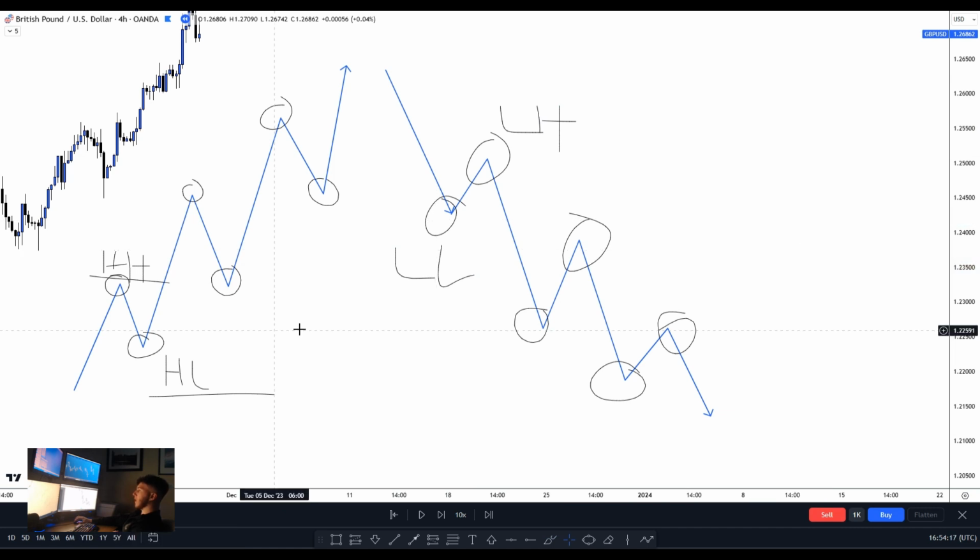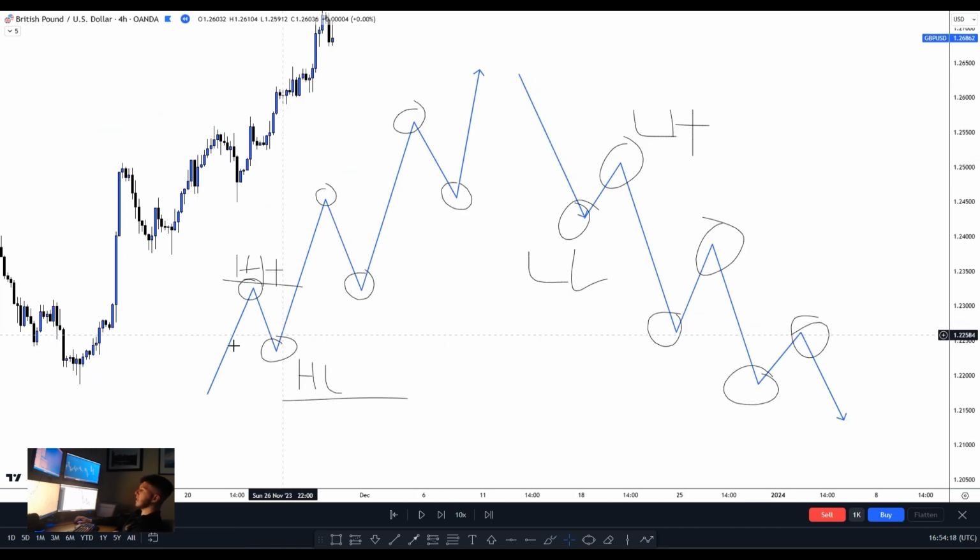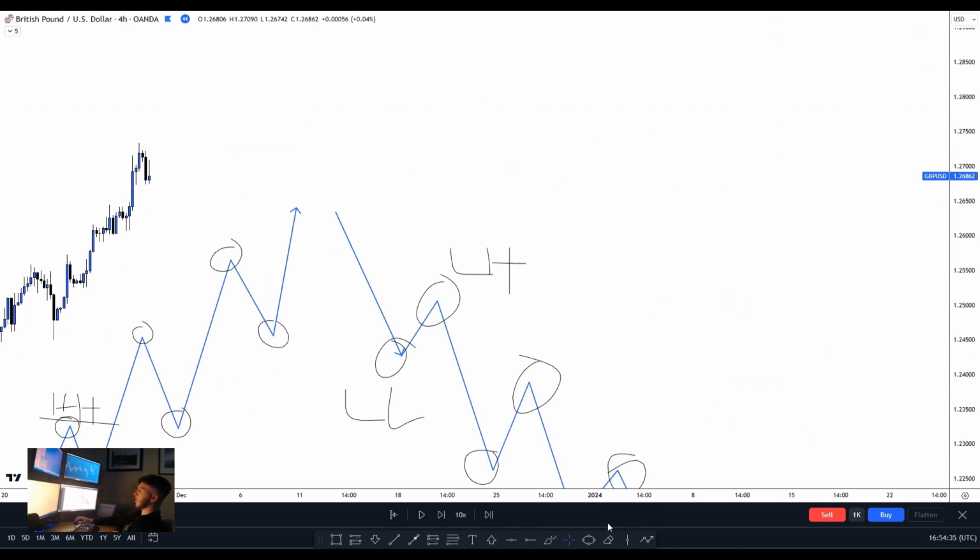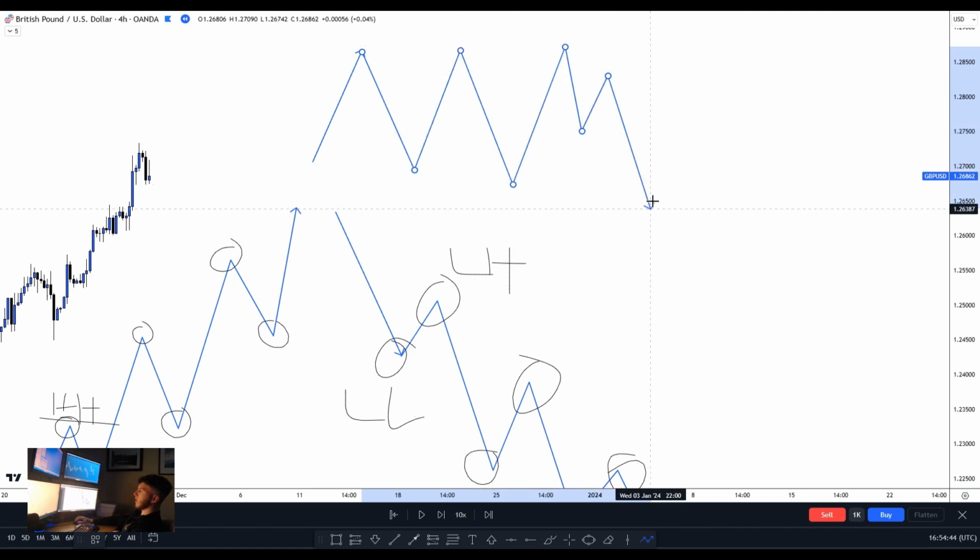The best market conditions to be buying are when the market is creating higher highs and higher lows, and the best market to be selling is when the market is creating lower lows and lower highs, okay? Now, what is the third type of market condition? I will keep these on for now. The other market condition is what we call a range. A range basically is when there's no real direction.